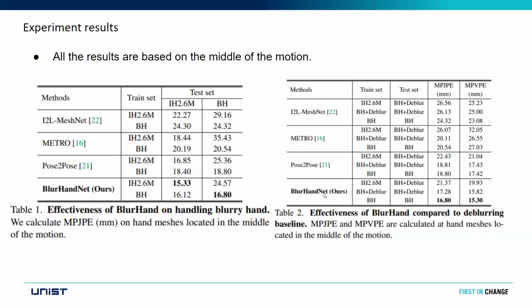Then they try to find out how good it is. Is it fine? Should we use a deblurring approach for our blurry hand images? So they train the deblurring method on the Blurry Hand, and then they basically unblur the blurry hand images. So this Blurry Hand plus deblur is the Blurry Hand dataset deblurred by a deblurring method.